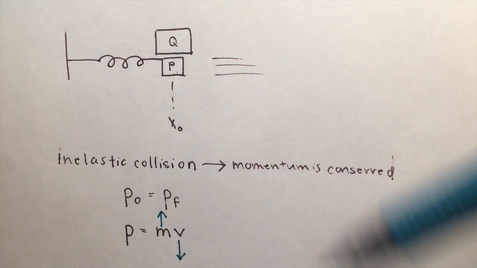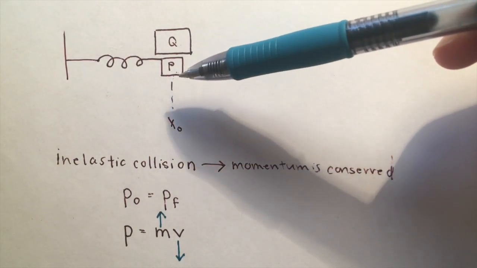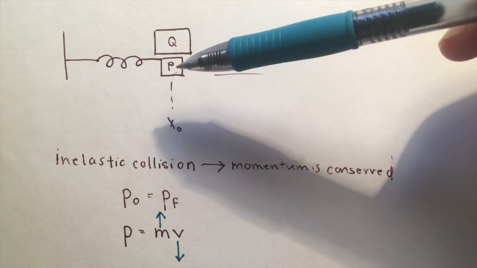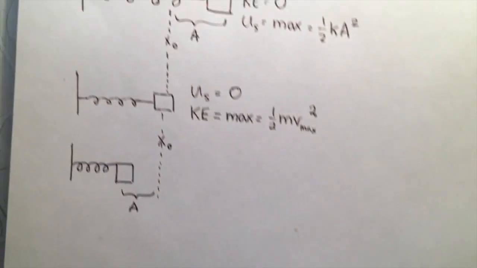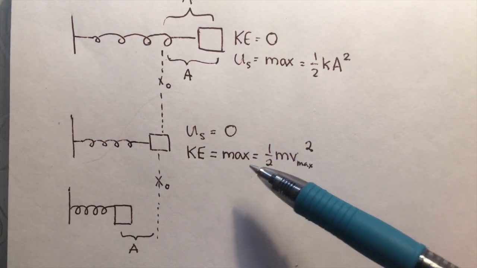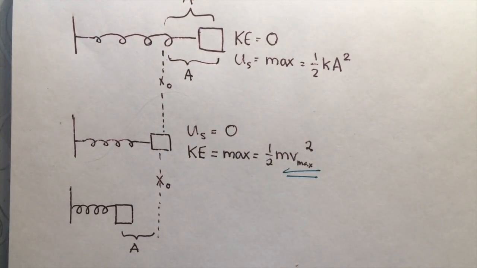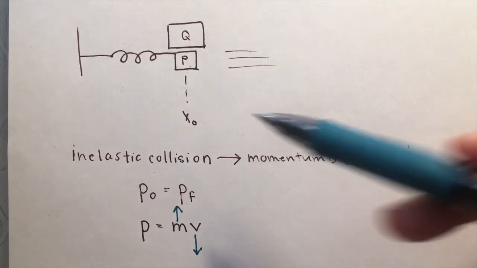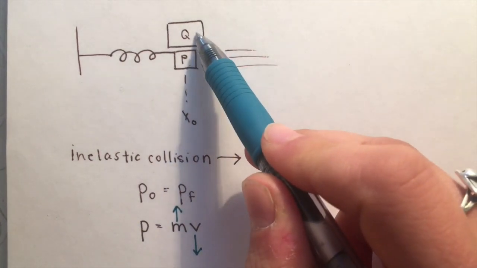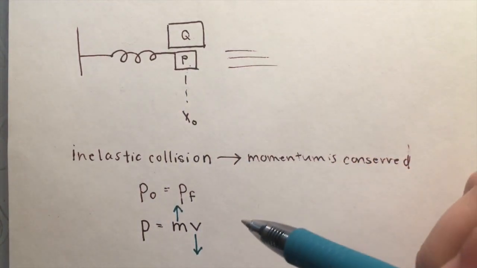Now, the key here is that block Q was dropped on top of block P when it was passing the equilibrium position. Now, we talked about earlier that at the equilibrium position, the kinetic energy is at a maximum, which means that the speed is also at a maximum. What that means is that block P is moving at its maximum speed when block Q is dropped on top of it, and then boom, the speed goes down.